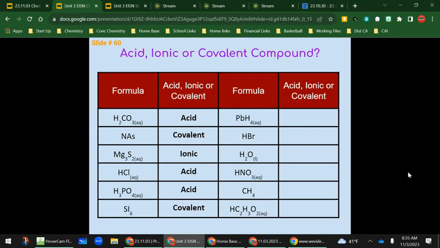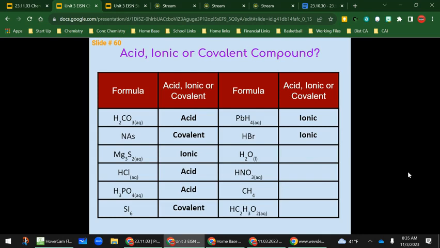PbH4 aqueous. Again, acid. I'm sorry, I updated it on your slides. Sorry, it's obviously not on yours. But acid, ionic, or covalent? That is ionic. Why? Lead is a metal. HBr. Nope, not acid. Covalent. Okay? Actually, it would still be ionic. Sorry, my bad. Hydrogen at the beginning would still be acting like a metal, but it's not an acid if it's not aqueous. Okay? I won't do this to you on a test.